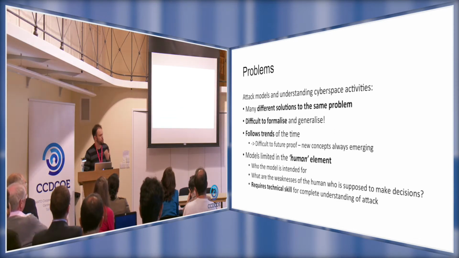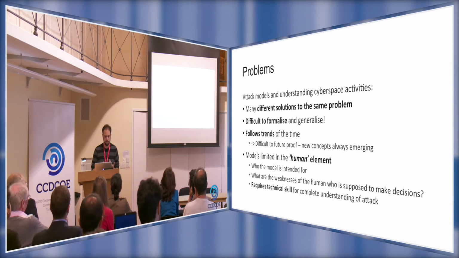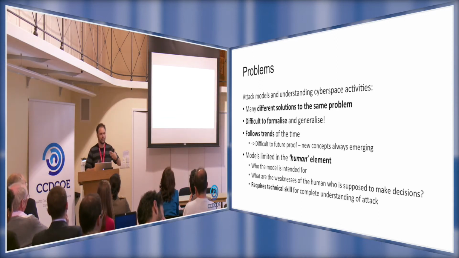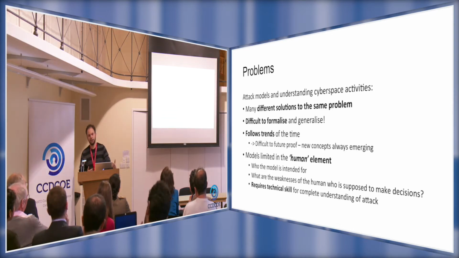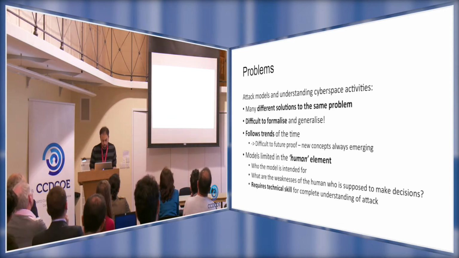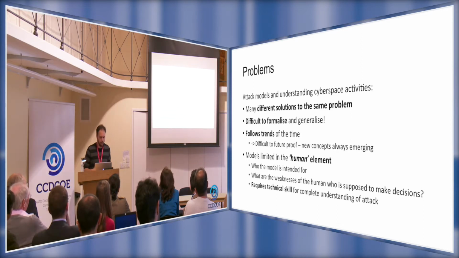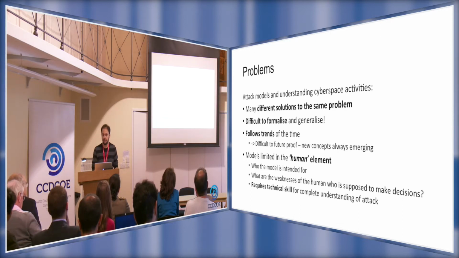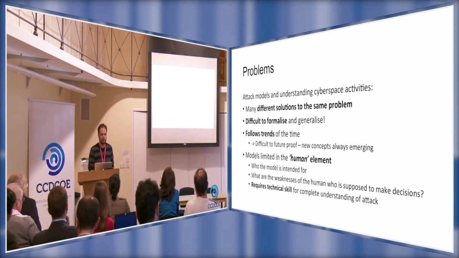And new concepts are always emerging, and that limits our ability to understand attacks. There's the human element as well, which is often ignored in many of these models, not just in terms of humans in the attack itself, but humans who are going to understand the attack as well. And who is the model intended for? That's something that's not really covered in a lot of these models. And trying to identify what the weaknesses are of the human who's supposed to make the decisions by using this model. A lot of these models need some kind of technical skill at some level in order to decide what to do with the cyber attack. And today we see more and more that that's not feasible, because you need experts from different areas to come up with a good decision altogether.